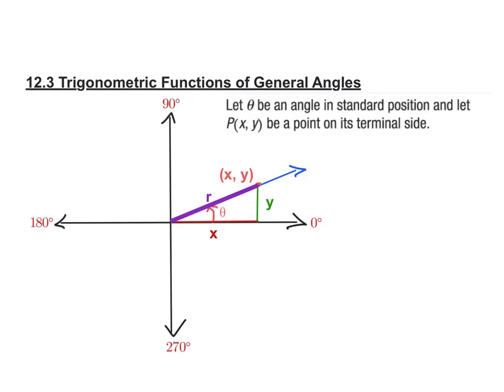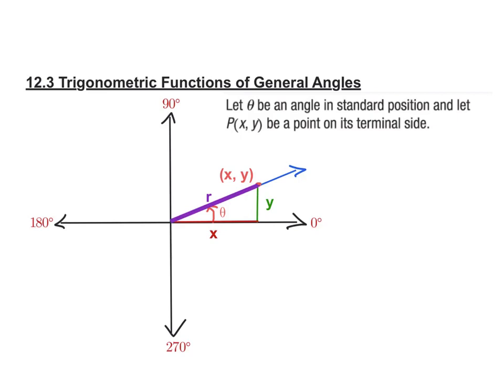Once we have that right triangle, we can come up with all of our trig functions with respect to angle theta. What is y? Which side is y with respect to angle theta? It is the opposite side. What side is x? The adjacent, and then r is, of course, our hypotenuse. So whenever I have a point on the terminal side of an angle in standard position, I can come up with all the trig functions in general.